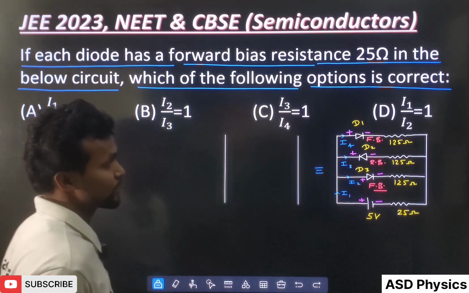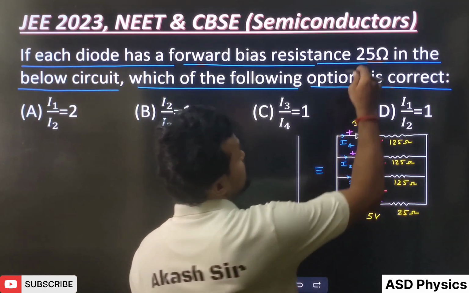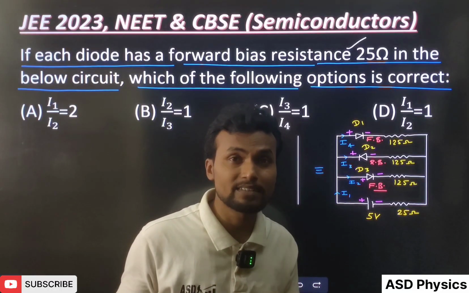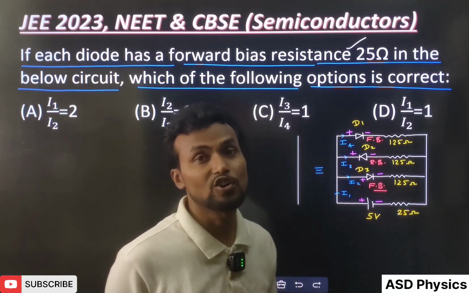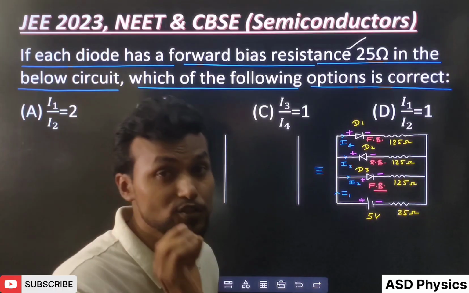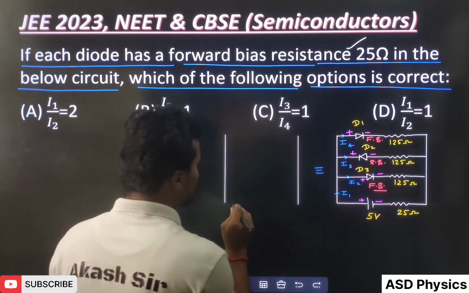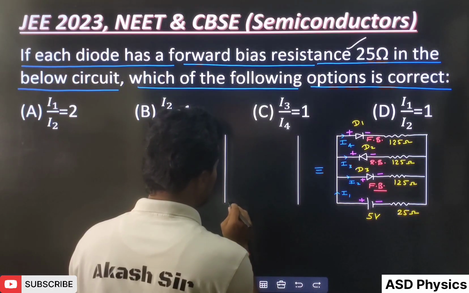Forward bias resistance is given in the question as 25 ohm. But what about the reverse bias? Nothing is given, that means in reverse bias the resistance of the diode will be infinite, that means open circuit. So now I am going to draw the equivalent diagram here.